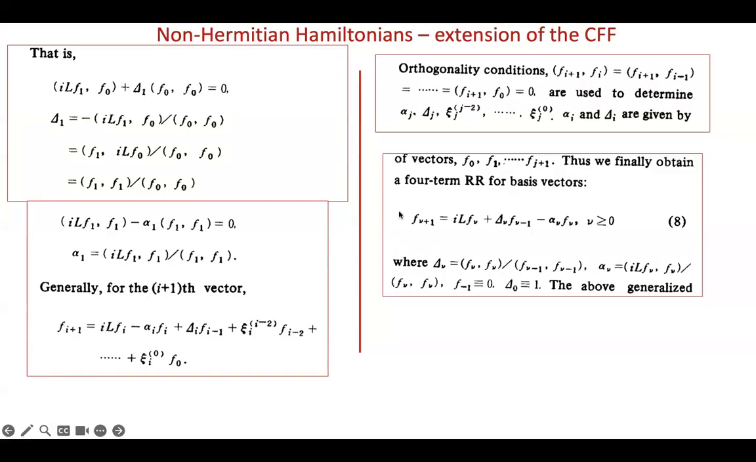Now, the structural relation which you see in equation 8 only involves 4 terms. Previously, it used to involve 3 terms. Now it only involves 4 terms. And in fact, what the delta nu is and what the alpha nu is are kind of given away by these forms, excepting you make the appropriate changes. If it's delta nu, it's F nu over F1, F nu minus 1, F nu minus 1. And if it's alpha nu, it's IL F nu, comma F nu over F nu, comma F nu.